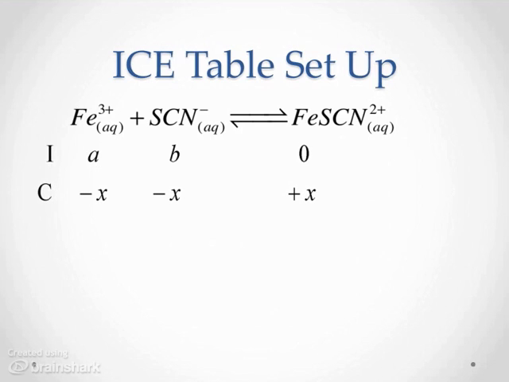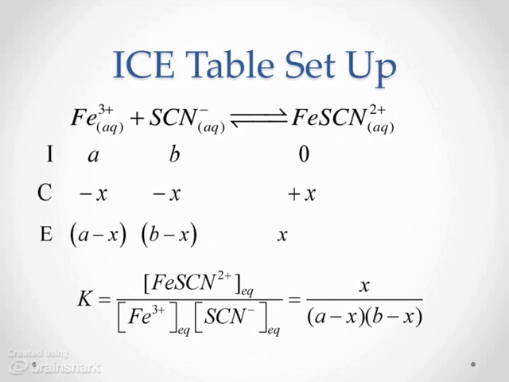Then the system goes through some sort of change. We consume some of our reactants and we form some product. So then we can say at equilibrium then, we can use those initial concentrations of our reactants minus that change, that amount of concentration of our reactants that's being consumed, and we'll know how much of the iron thiocyanate we've created in our reaction system.